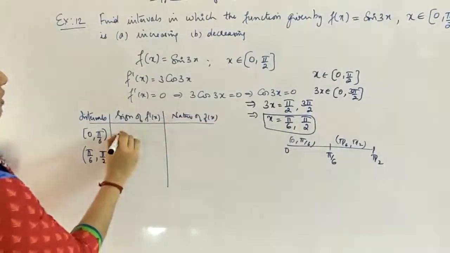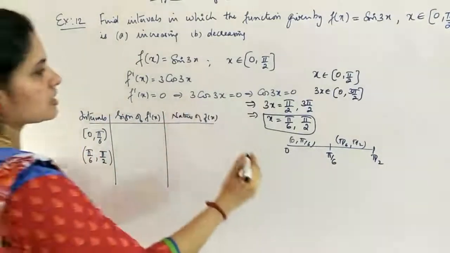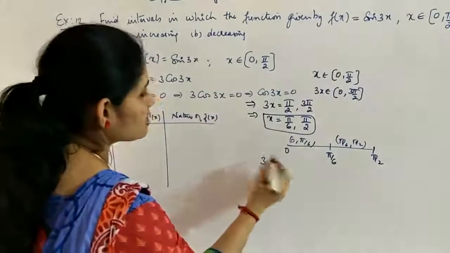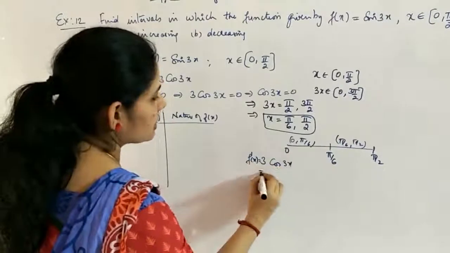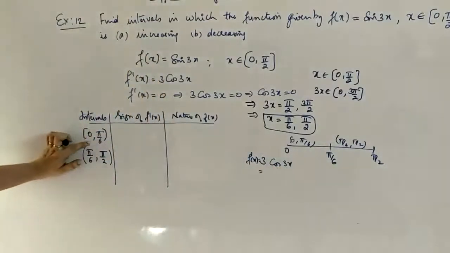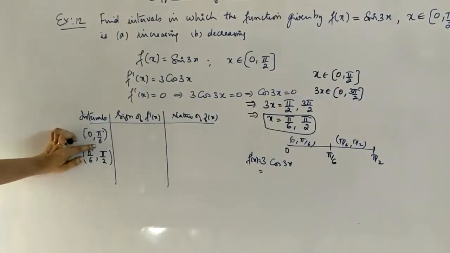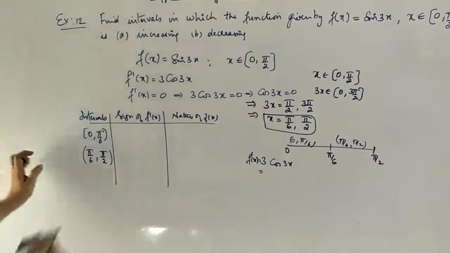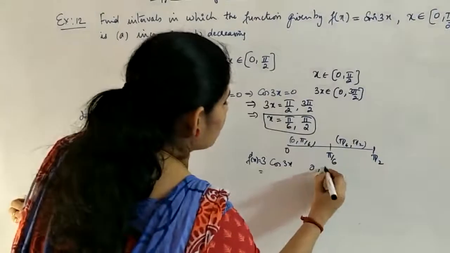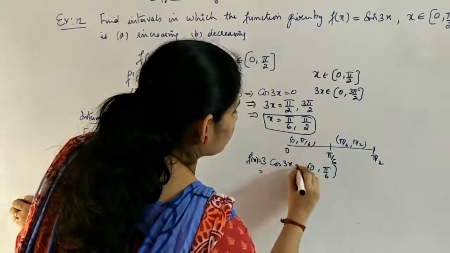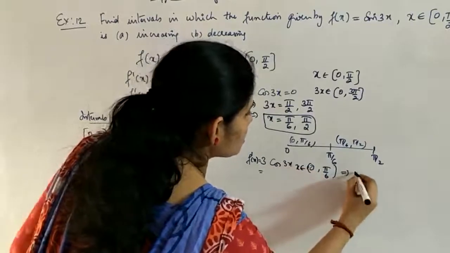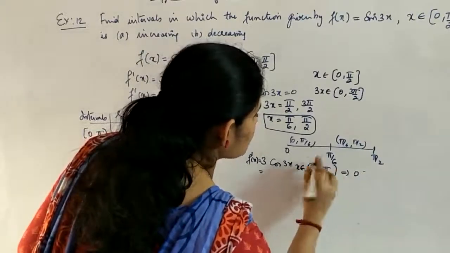For the sign of f dash of x, what will that be? We will just see cos 3x. Anyway, 3 is positive, so f dash of x is 3 cos 3x. It means you have to check a value between 0 and pi by 6, that is 0 to 30, you cannot find any value. If we say 0 to pi by 6, x belongs to this closed interval.